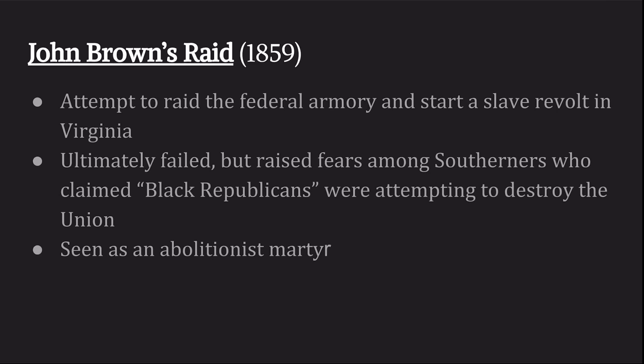John Brown's raid. John Brown tried to raid the federal arsenal. He failed, but he tried to raid it and start a slave revolt in Virginia. He failed, but Southerners got scared, and he was seen in the North as a martyr for the abolitionist cause.